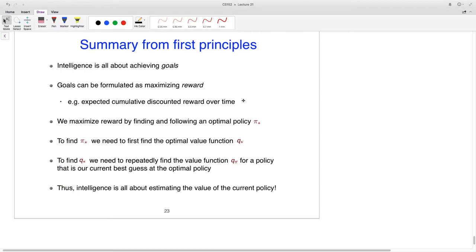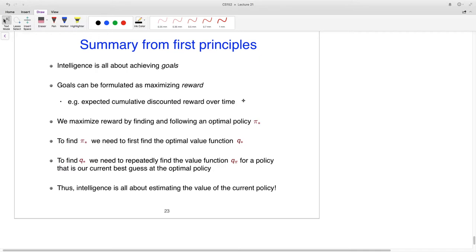All right, so we want to achieve goals. That's a possible definition of intelligence. Goals, we're saying, can be formulated as maximizing reward, which is expected cumulative discounted reward over time. We're using expectation because we don't know for sure what'll happen. We're looking at all of the rewards and discounting them by whatever discount factor makes sense. Some people's discount factor is extremely high. Spending today is worth a lot more than saving for tomorrow. Another way to think of it is a high discount factor cares less about your future self.